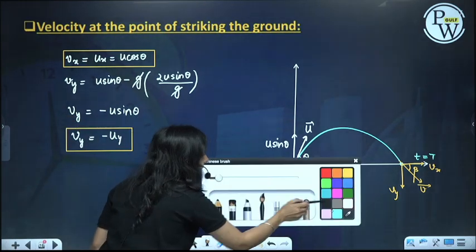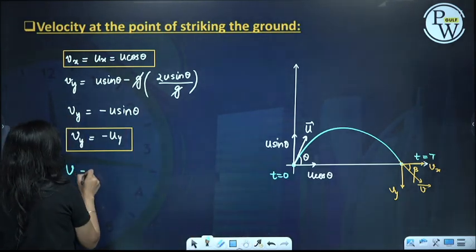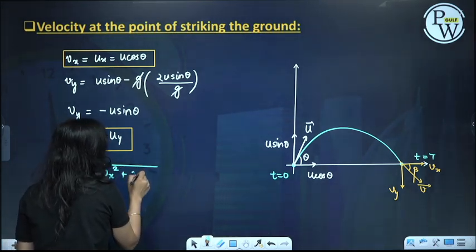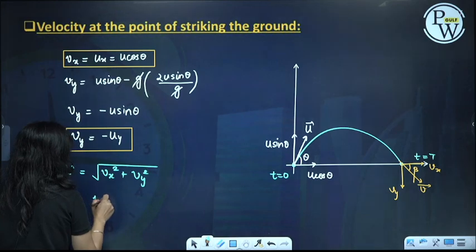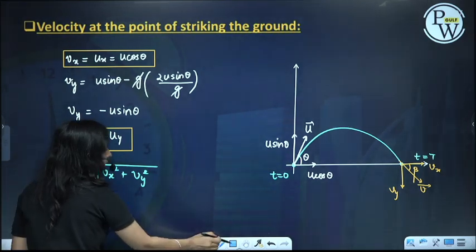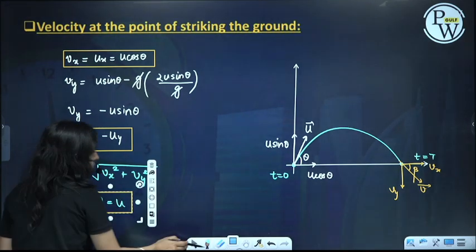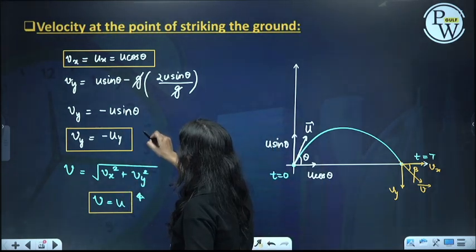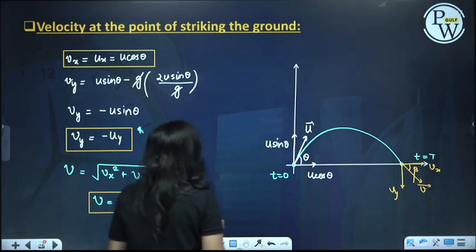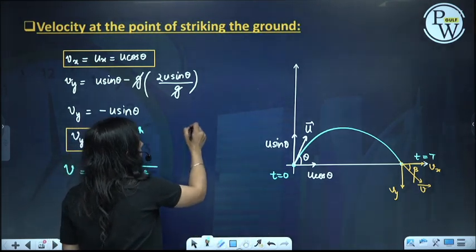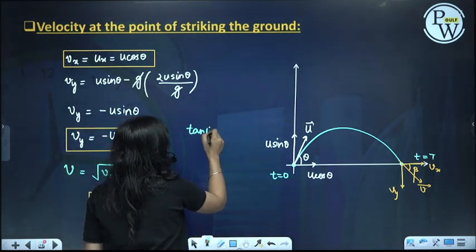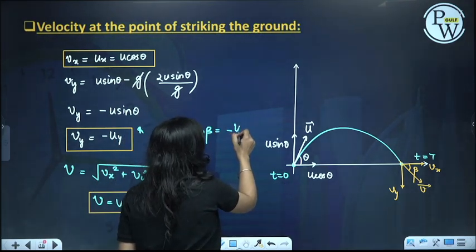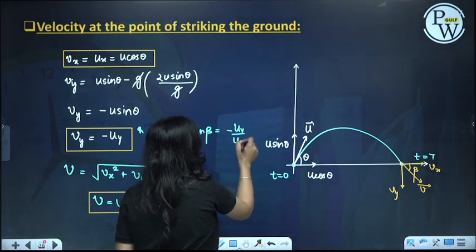And if we write the speed, speed will be under root of Vx square plus Vy square. So final speed will be equal to initial speed. Now calculate tan beta. From this, tan beta will be Vy by Vx, which will be minus Uy by Ux.